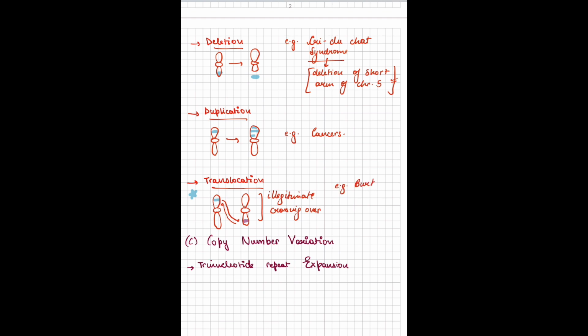Its examples are Burkitt's lymphoma and CML, chronic myeloid leukemia. Chronic myeloid leukemia. These are the two examples of translocation.